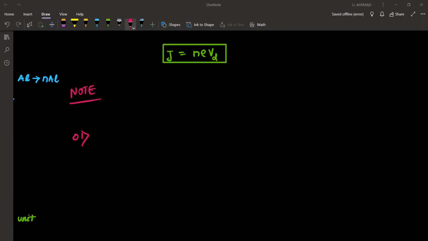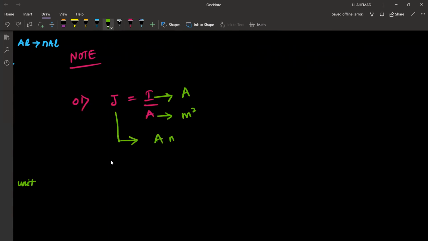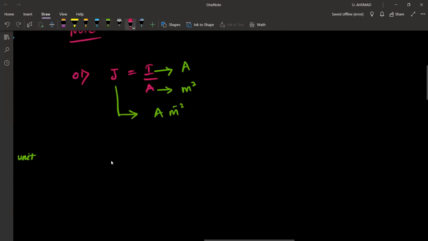Note number 1. We know that J is equal to I over A. I is in amperes and this is meter square. Therefore, J is ampere meter minus 2.